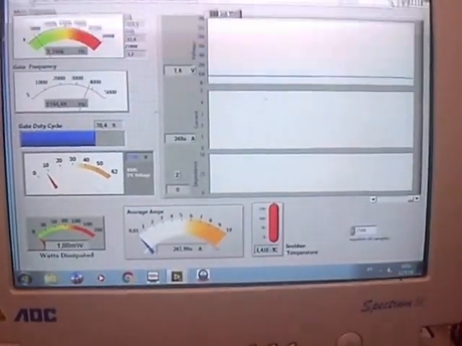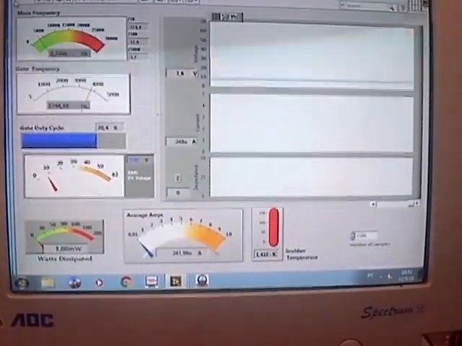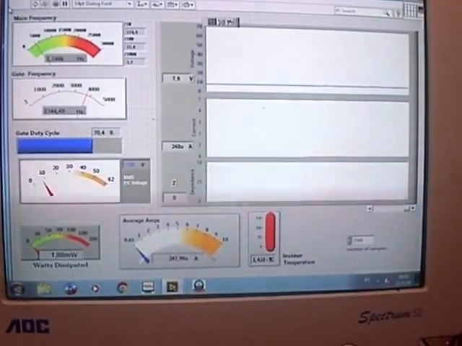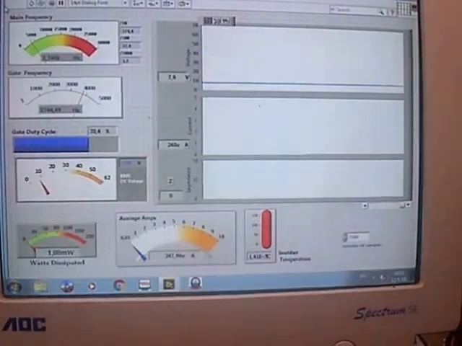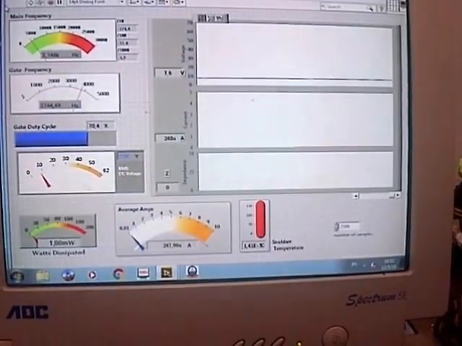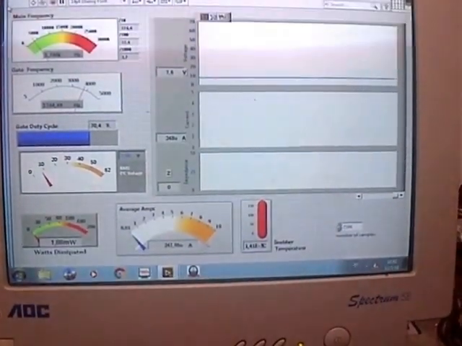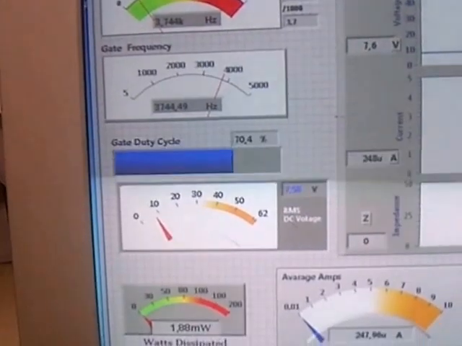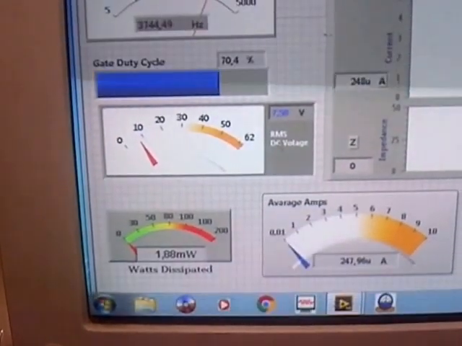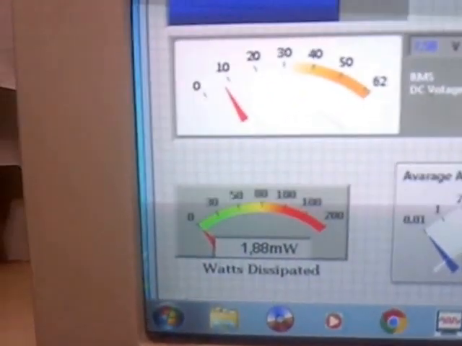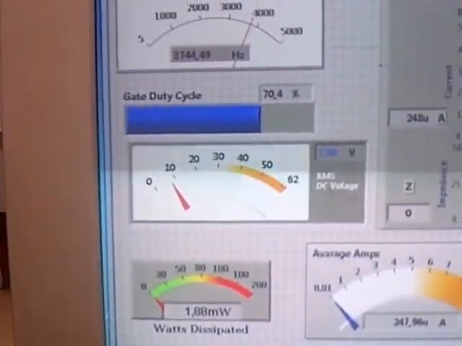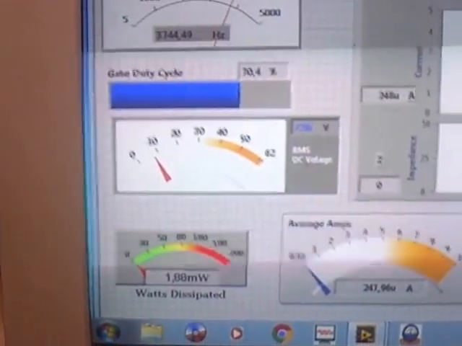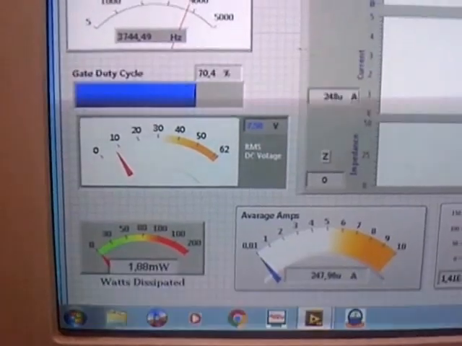Here is LabView, and this is the panel I created for the reading of the parameters of my frequency generator and power supply. As you see, I have the main frequency, the gate frequency, the gate duty cycle, the amps with a gauge meter, the watts dissipated, that is the voltage applied times the amps measured. Okay.